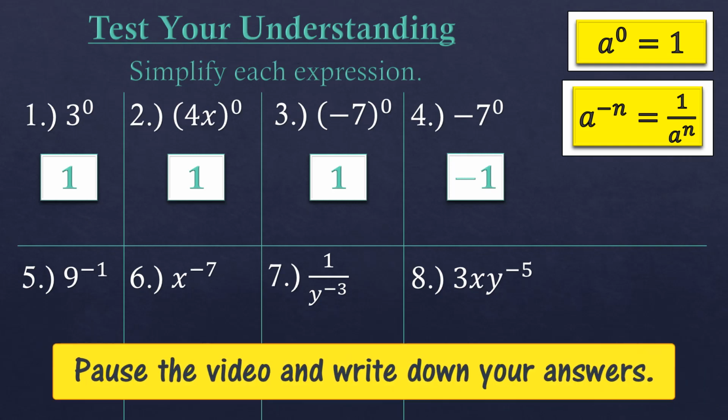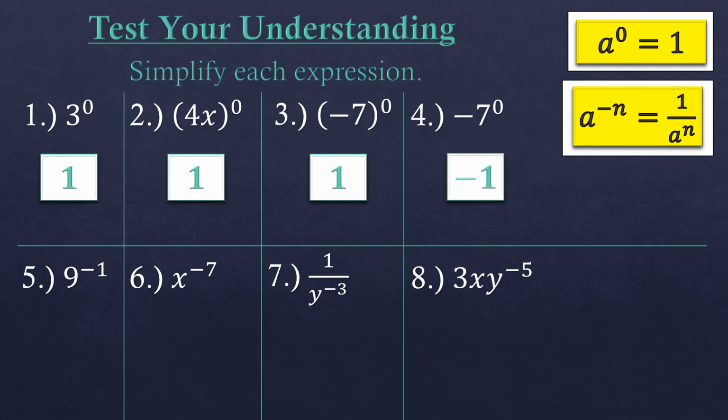Let's check your answers. Number 5, the original problem is 9 to the -1st power. Remember, a negative exponent implies that you are taking the reciprocal of a power with a positive exponent. So 9 to the -1st power is 1/9. That is the reciprocal of 9 to the 1st power.